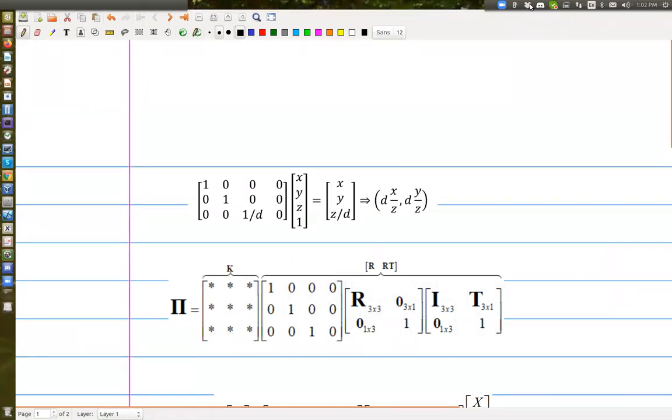Pull your chat also. Yes. Okay, that's good.